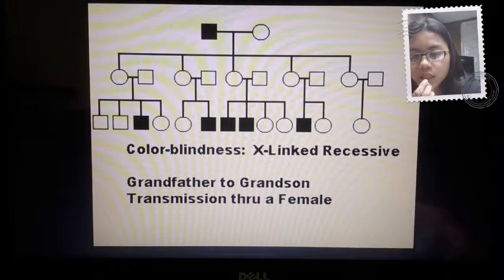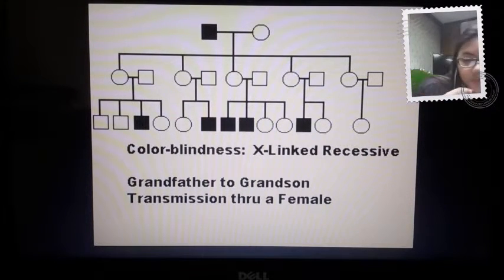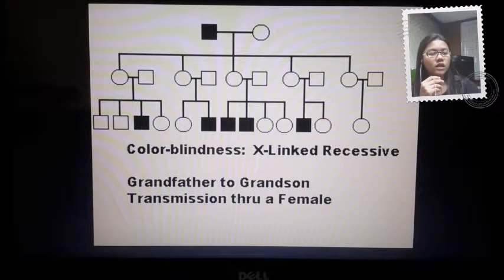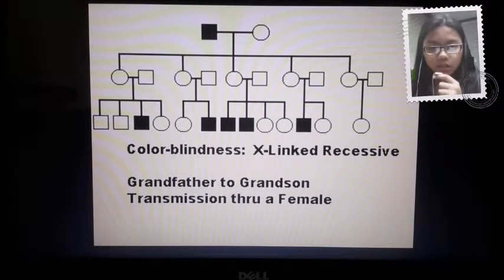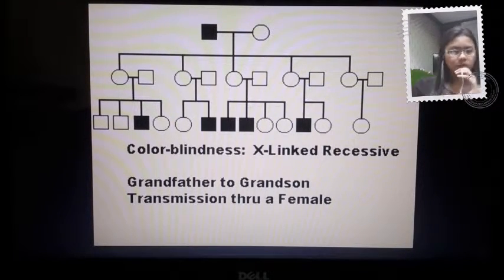And then this is a color blindness X-linked recessive pedigree. As you can see, like autosomal recessive inheritance, it also skips generations and then is brought up again in the next generation. The first generation has it, the second generation doesn't have it, and then the third generation does, for it being a recessive trait. So there is grandfather to grandson transmission through females.